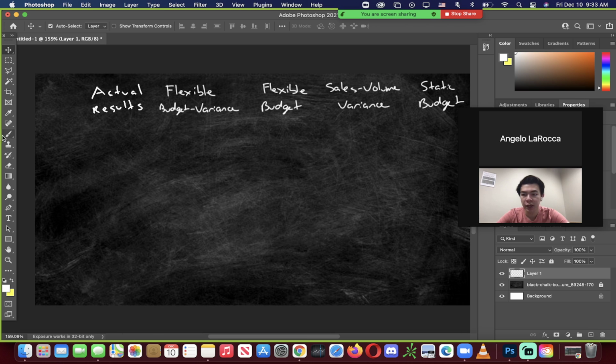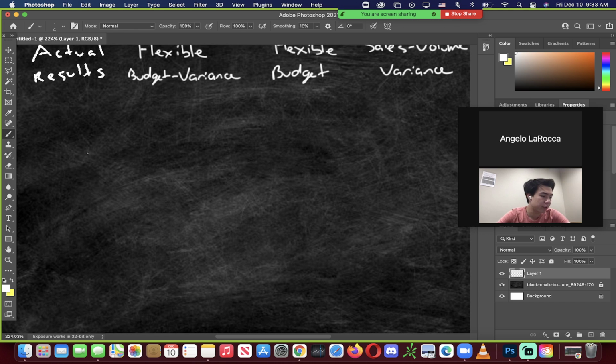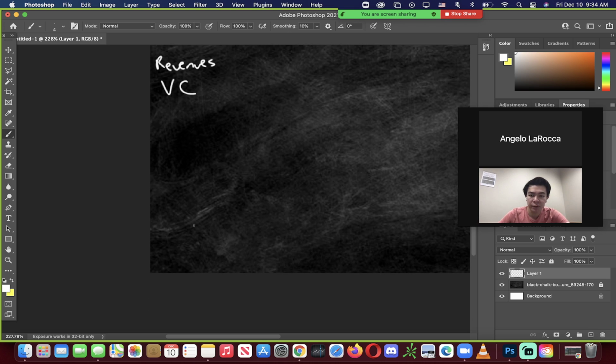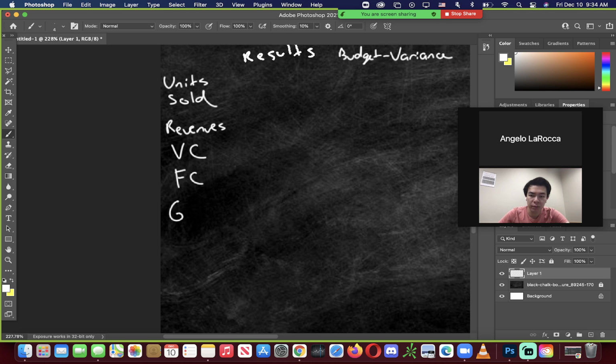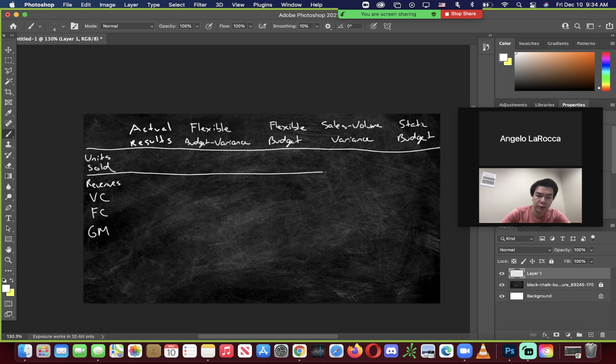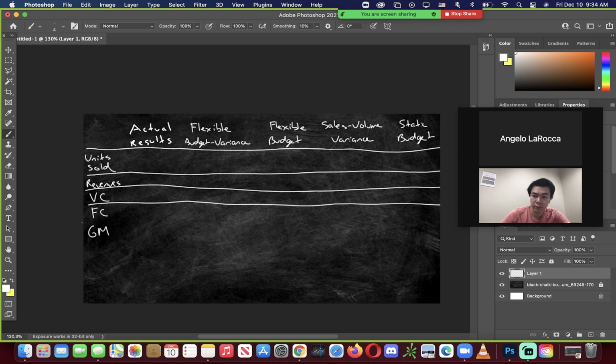All right, so we have these 5 rows. And then on the very left, we're going to write down what they've given us, right? So they have some rows here, and they give us units sold. They give us revenues. They give us variable manufacturing costs, fixed manufacturing costs, and gross margin, right? So now I'm going to grid this out. And then we'll separate these as well. There we go.